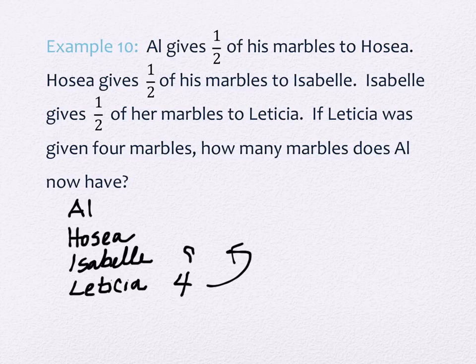So how much did Isabel have before she gave away her 4? 8. But Isabel got all 8 of those marbles from Jose. So how many did Jose have before he gave them away? 16. And then Jose got all of his marbles from Al. So Al would have had 32. So Al had 32 marbles when it started.